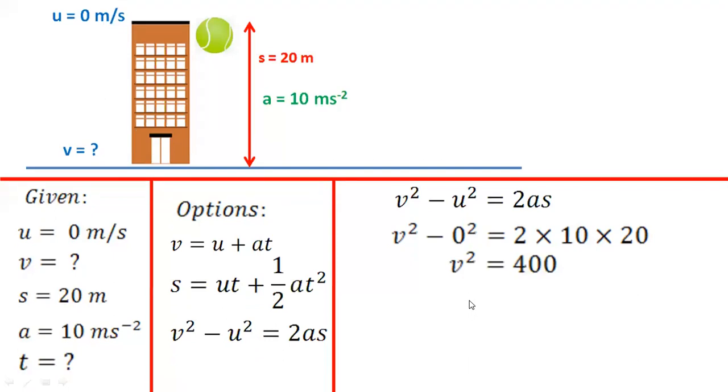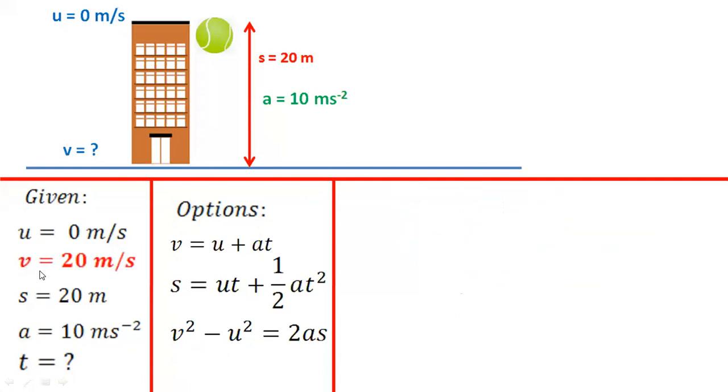So final answer is going to be 400, and then we have to take its square root. So V would be equal to 20 meter per second, right? 20 meter per second. So we have received our V.